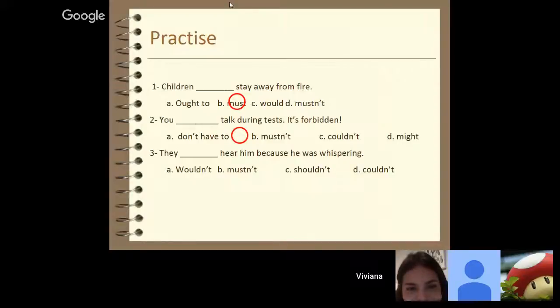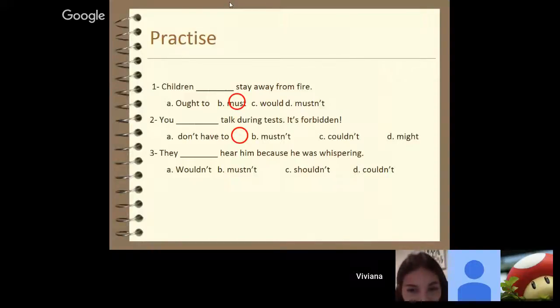No, it's mustn't. Mustn't is because you cannot, you must not. Forbidden is a prohibition. So mustn't means that you must not do that. It means here that you must not talk during a test. If you are doing a test, you must not talk. You can't talk because it's forbidden.